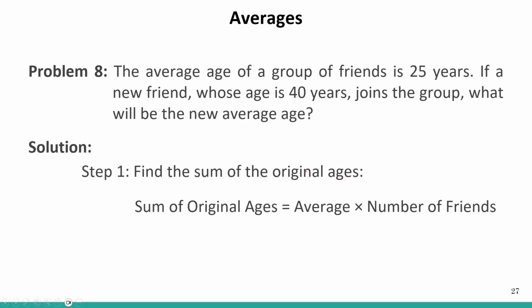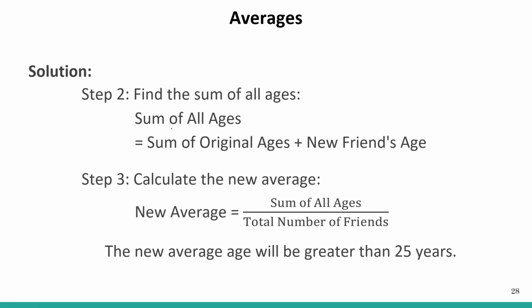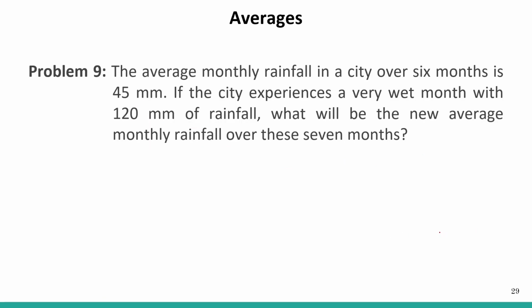So finding the sum of original ages is equal to what? Average into number of friends. So the sum of all ages is equal to the sum of original ages plus the new friend's age. So calculate the new average: it will be the sum of all ages by the total number of friends. So the average age will be greater than 25 years for sure.